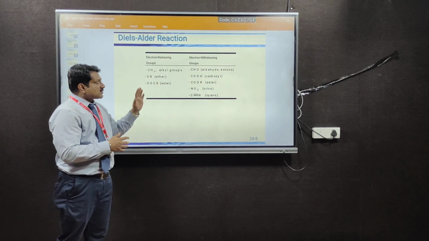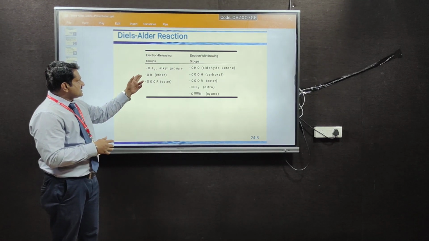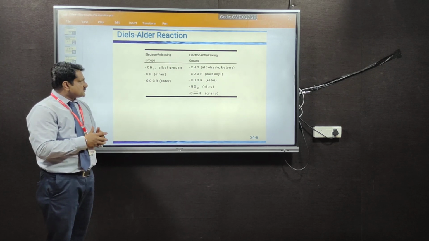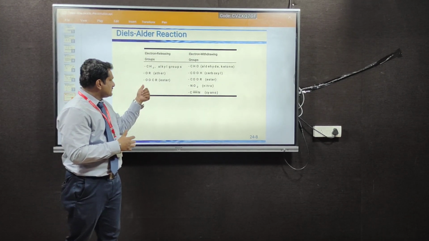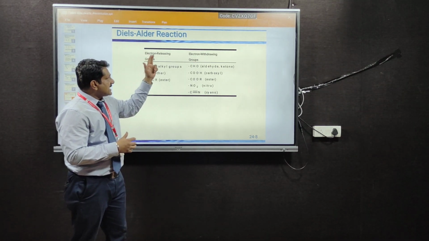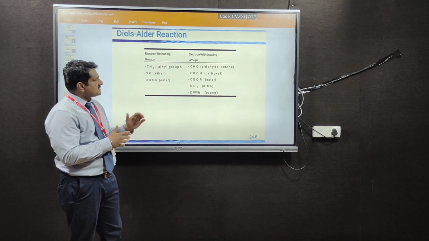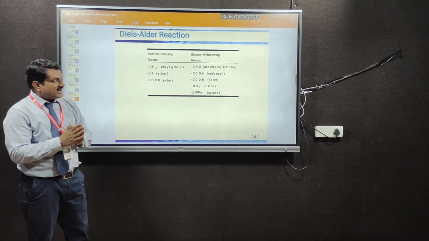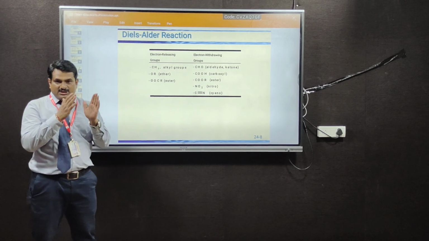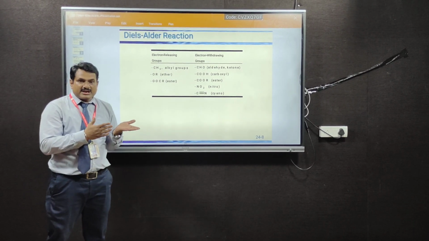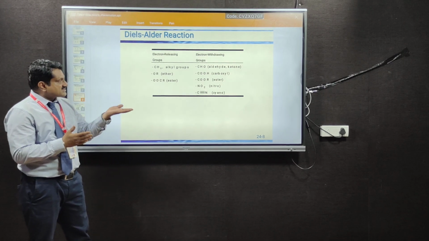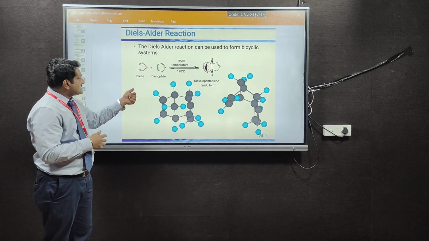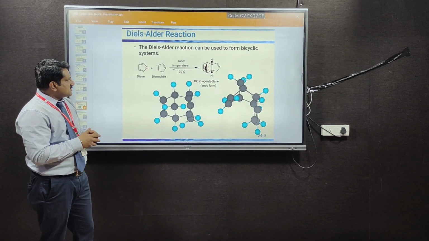See, the electron releasing groups as such, we know there are electron releasing groups like methyl and alkyl groups, and there are ether groups as well, and ester groups coordinating with the oxygen over here. And electron withdrawing groups such as aldehyde, ketones, ester, nitro, and cyano groups can be put on the dienophile, and this one we can put on the diene, and we can facilitate the reaction.